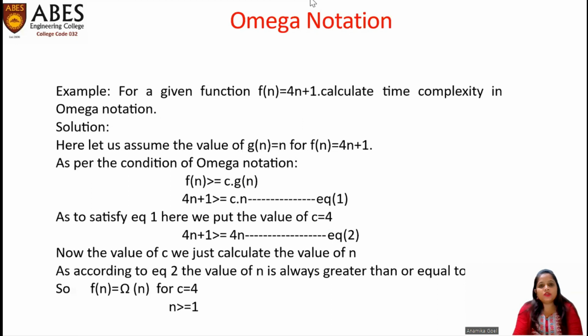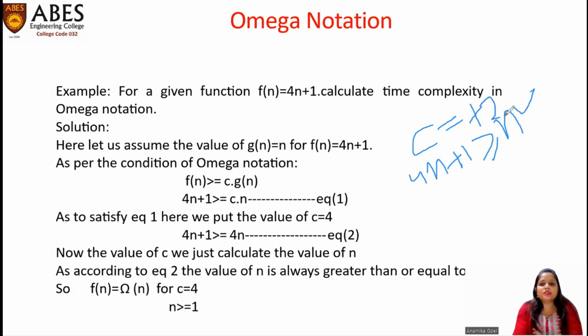The equation of omega notation is that f of n is always greater than or equal to c times g of n. Here, putting in the values, f of n is 4n plus 1, which is greater than or equal to c dot n. That is equation number 1. Now, to find the value of a positive constant c, we put c equals 1 in equation 1. So 4n plus 1 is greater than or equal to 1 dot n. Is it true or false? The condition is true.